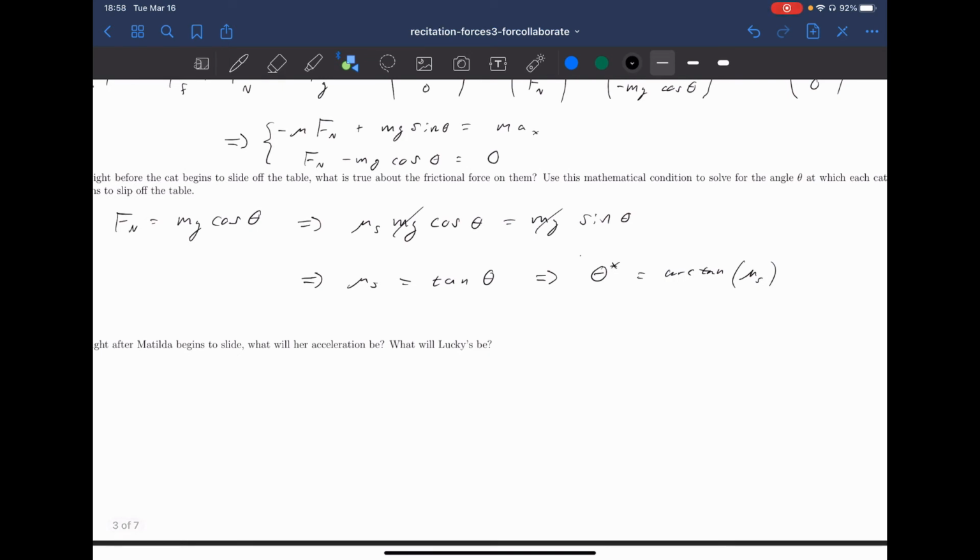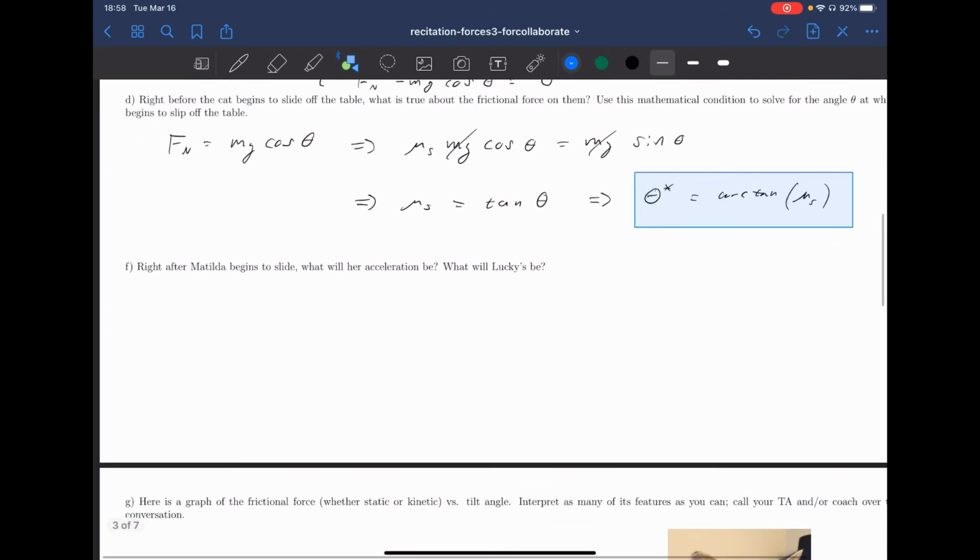So we can do, oh, let's make this a blue box. Oh, not very square. I want it to be square. Apparently I'm not good at drawing squares today. There we go. So that's nice. Theta equal to arctan of mu s.